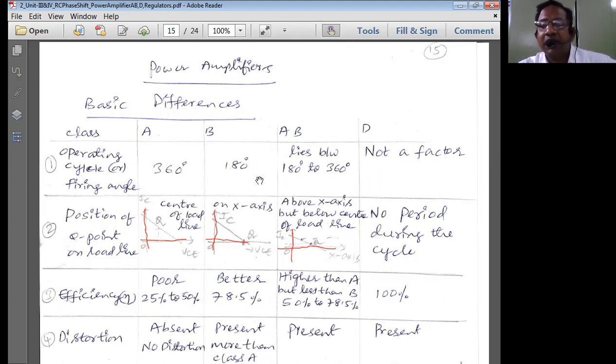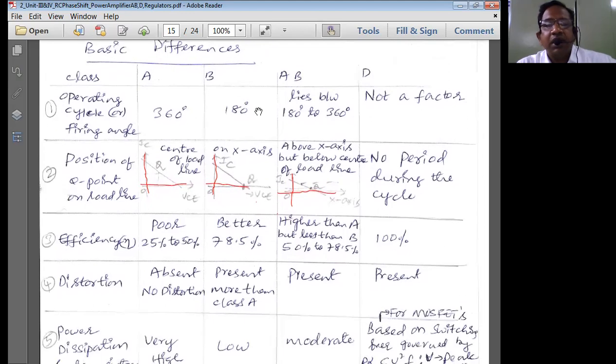It doesn't mean that it fires at 180 and is simply in the off condition for the entire remaining phase of the input cycle. No, it is not like that. It is something like, a firing angle of 360 degrees means the current is continuously flowing at the output of the transistor circuit with respect to the input phase of the signal. So that is what we normally mean by saying this.